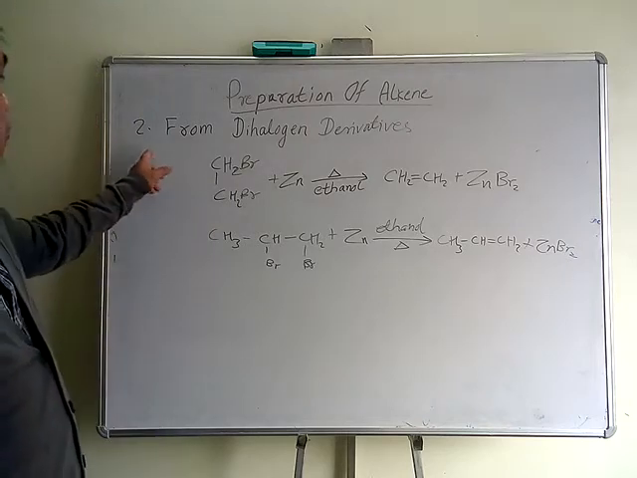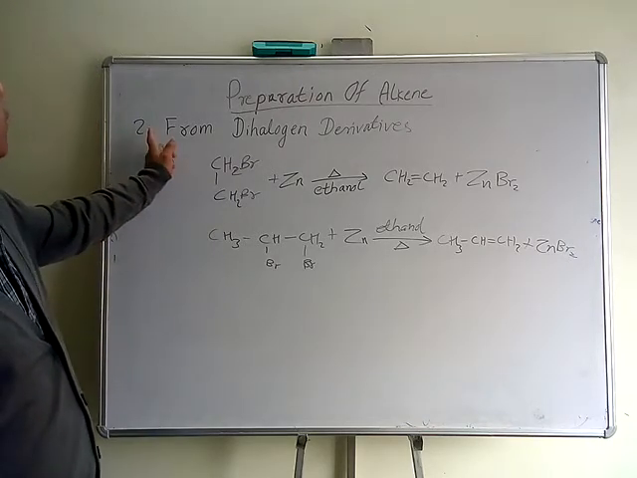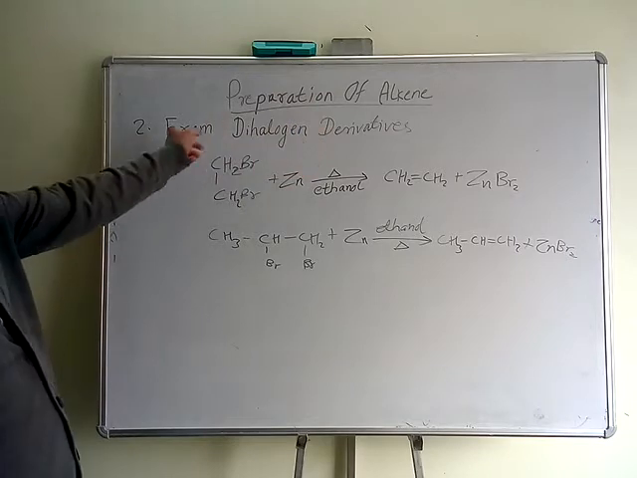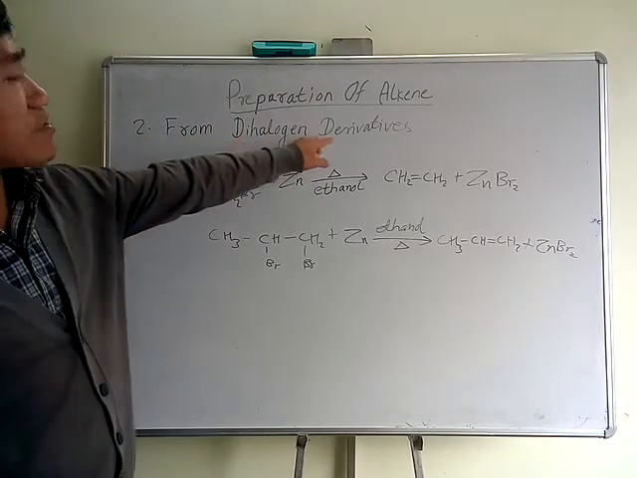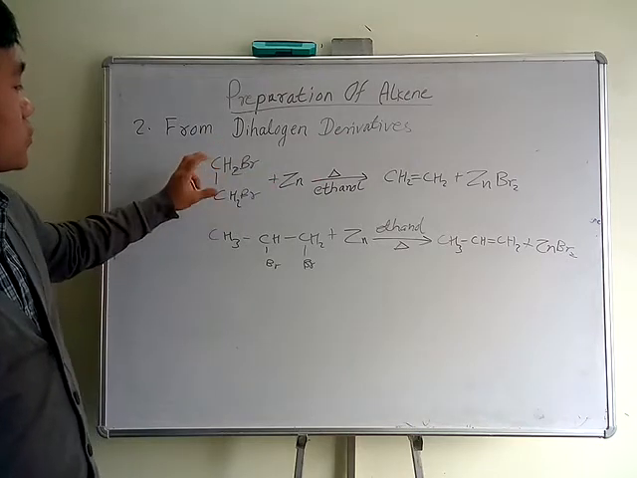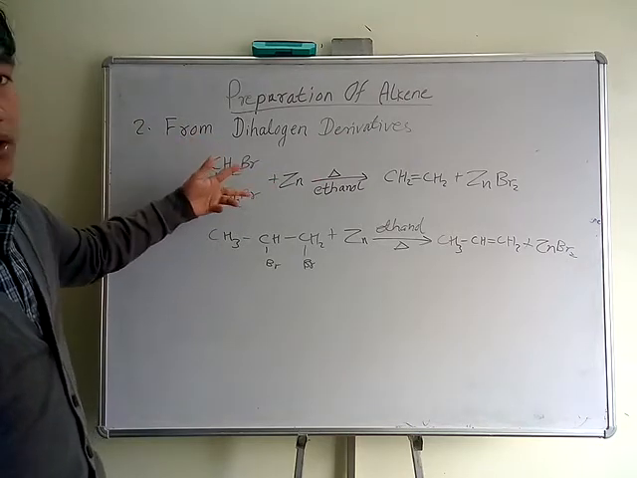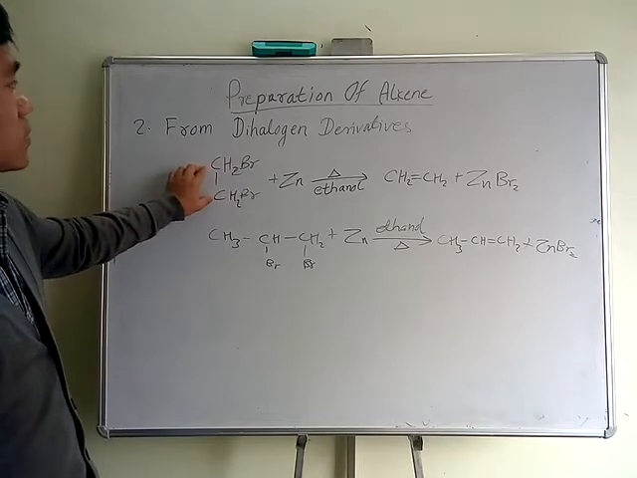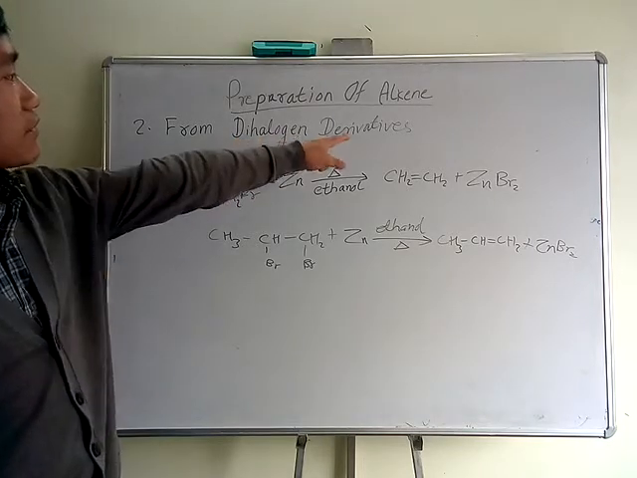Okay, now is number two. Preparation of alkene from dihalogen derivatives. It means two halogens containing compound, okay? This is called dihalogen derivatives.